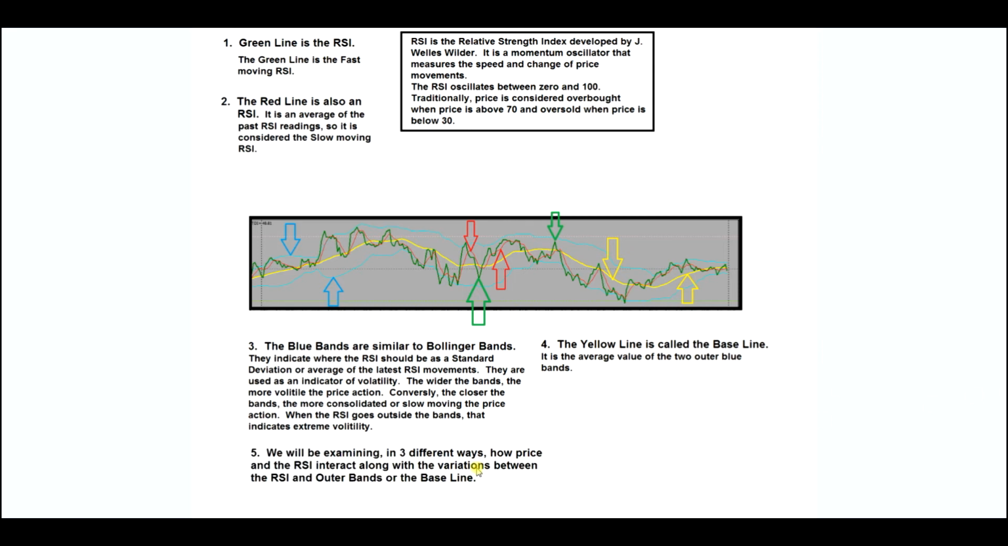We'll be looking at 3 different ways price and the RSI interact, along with the variations between their action and the outer bands and the baseline. The first is divergences, something you've probably been familiar with. I'm sure you've heard about it before. We'll also look at how they interact with the baseline bounce. And the final thing we'll look at is how they create a reverse divergence, something I'm certain you haven't heard about before, but is quite useful.